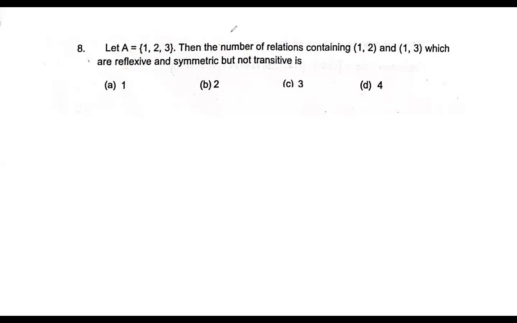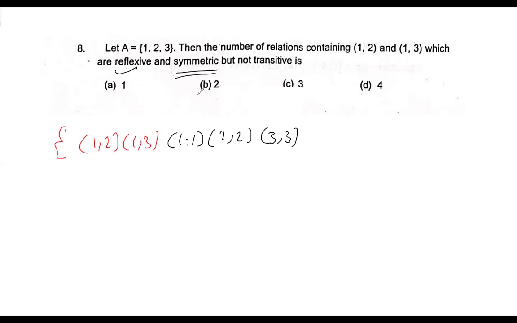Now, let's say if I write an ordered pair, (1, 2) and (1, 3) have to be there, right? In order to make it reflexive, I must write (1, 1), that is the doublet of all the elements: (1, 1), (2, 2), (3, 3). So that's reflexive. Now it also has to be symmetric.